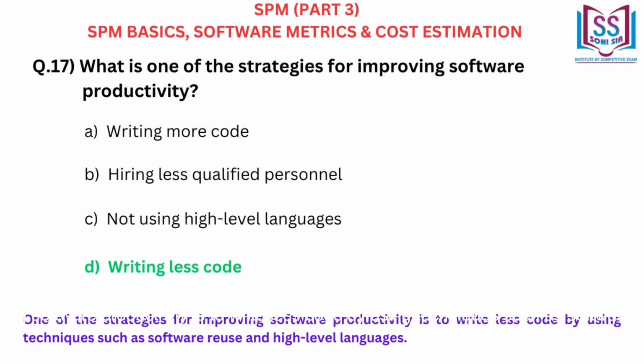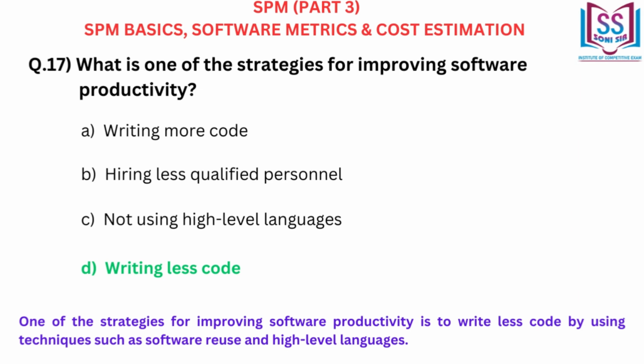Writing less code. One of the strategies for improving software productivity is to write less code by using techniques such as software reuse and high-level languages.